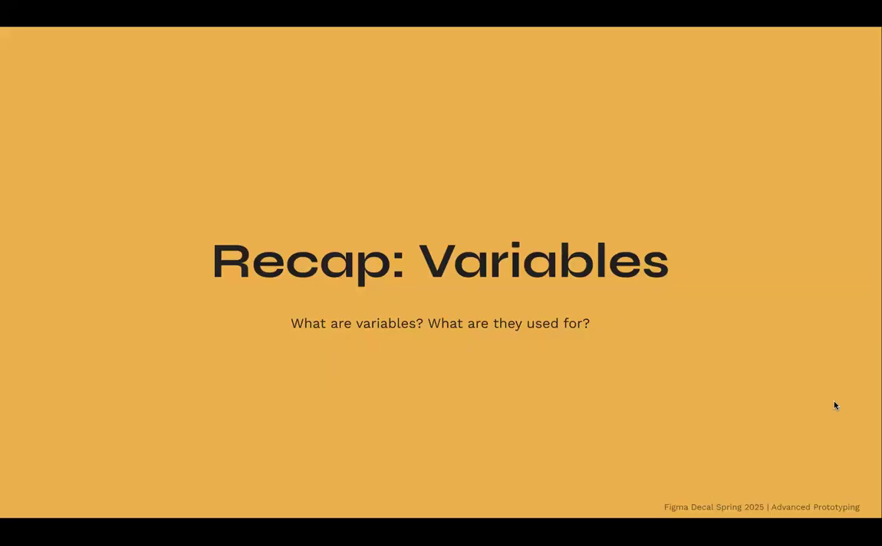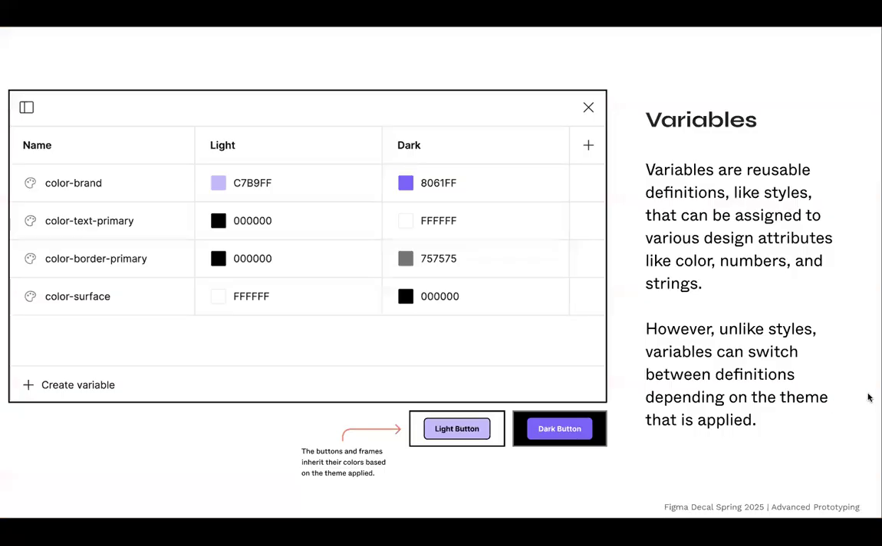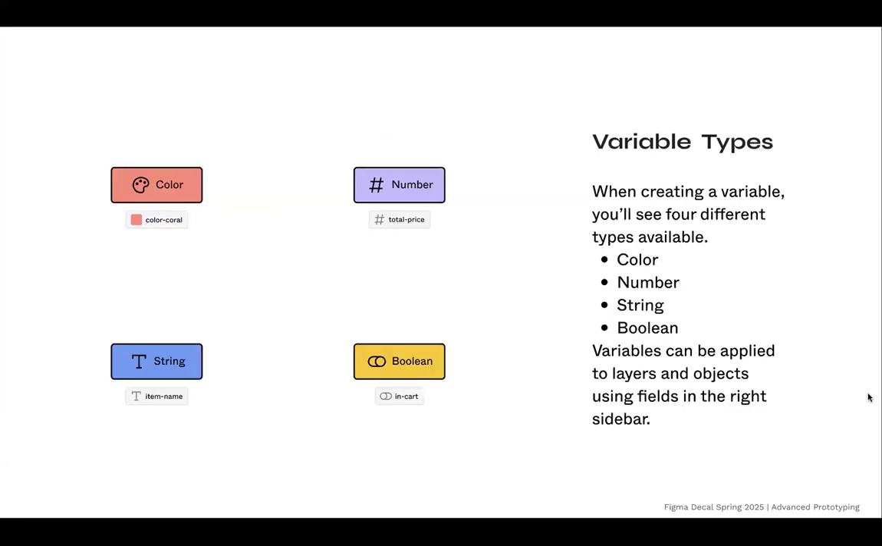And just to recap with variables, so variables are reusable definitions like styles that can be assigned to various design attributes like colors, numbers, and strings. And then unlike styles, variables can switch between definitions depending on the theme that is applied. Variable types. So when you're creating a variable, you'll see 4 different types available. So color, number, string, and Boolean. And then variables can be applied to layers and objects using fields in your right design sidebar.